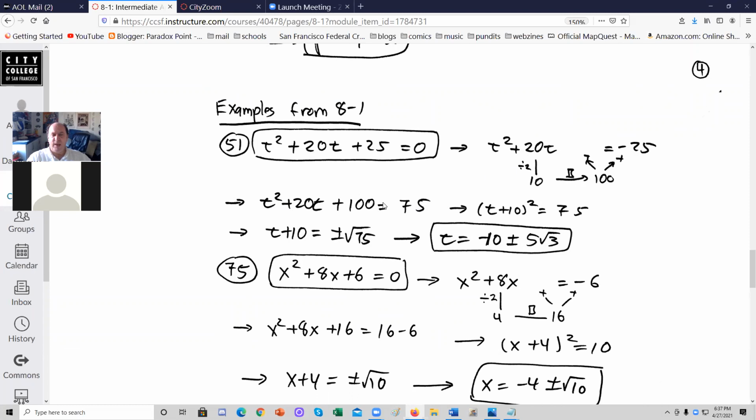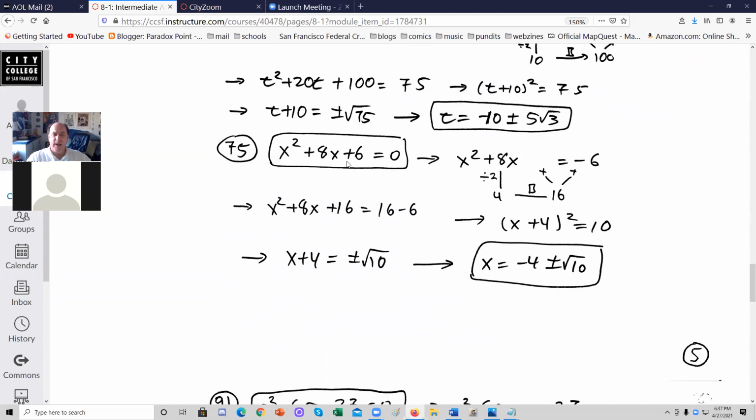This left side is a completed square of t plus 10, the square of t plus 10. 75 is 75. Take square roots. t plus 10 equals plus or minus root 75. Transpose the 10. t is negative 10 plus or minus, well, root 75 is 5 root 3. So minus 10 plus or minus 5 root 3.